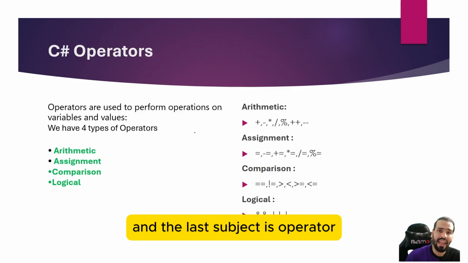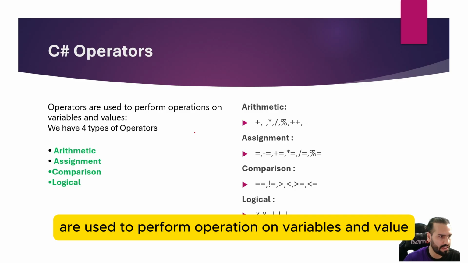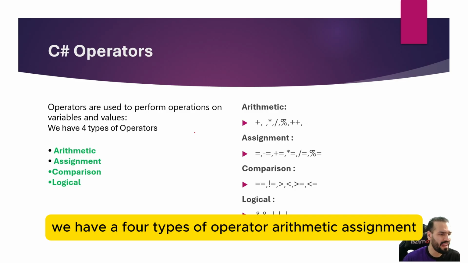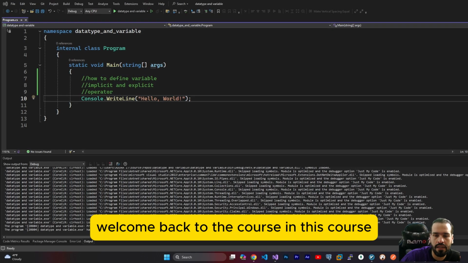Okay, and the last subject is operators. Operators are used to perform operations on variables and values. We have four types of operators: arithmetic, assignment, comparison, and logical. Let's get started coding.